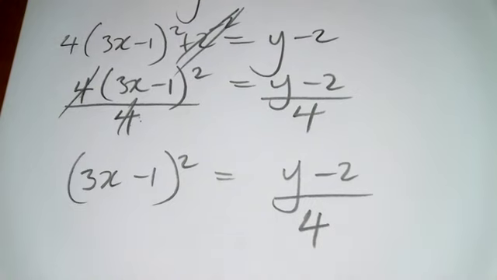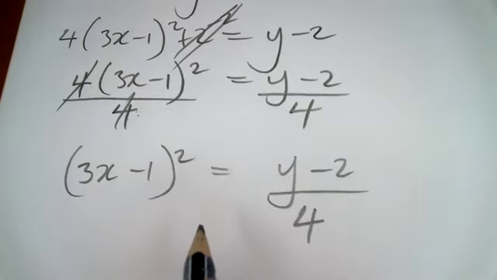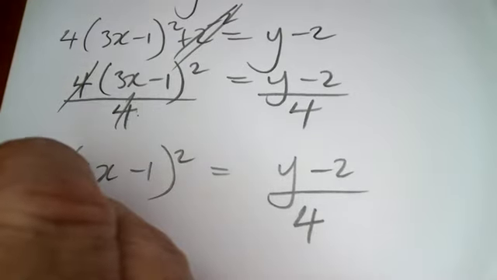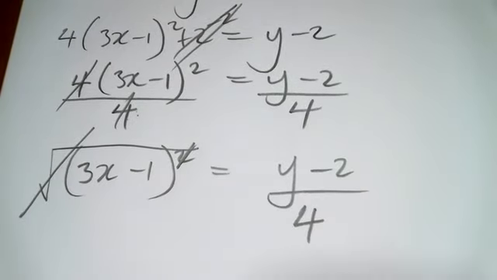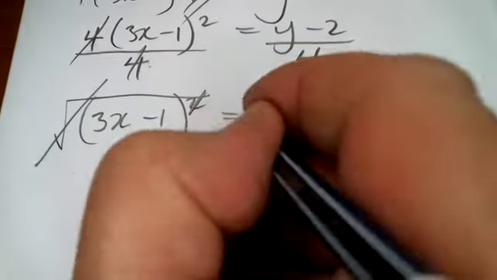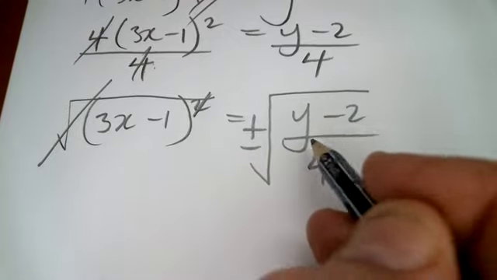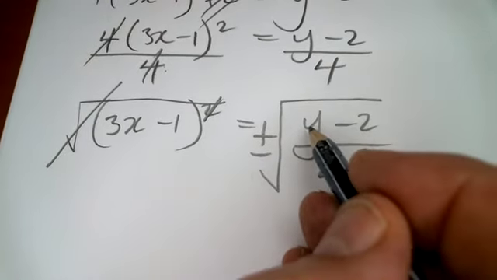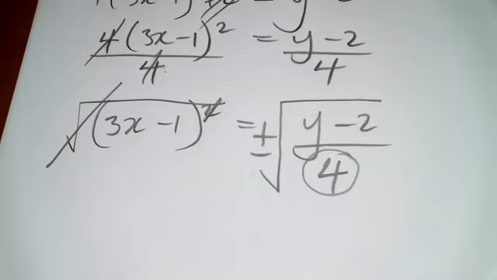So now what I'm going to do is find the square root of both sides. The square root and the square will undo each other on this side. I'm also going to find the square root of the other side, and of course this will be plus or minus the square root of y minus 2 over 4. Now we can simplify this a little bit, because although we don't know the square root of y minus 2, we do know the square root of 4, and the square root of 4 is 2.